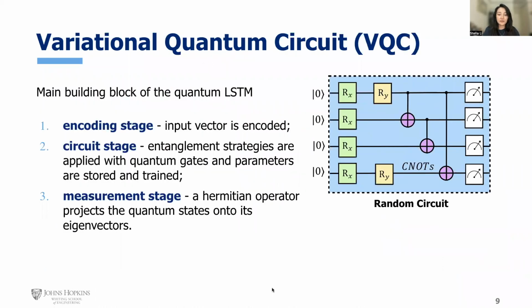A little bit more about the variational quantum circuits. There are 3 major components of a VQC, and they're the encoding stage, the circuit stage, and the measurement stage. In the encoding stage, classical data is encoded into the quantum space. In the circuit stage, the random combinations of different entanglement strategies take place, and the parameters are stored and trained. Finally, during the measurement stage, the quantum states are projected to its eigenvectors to get the final output.